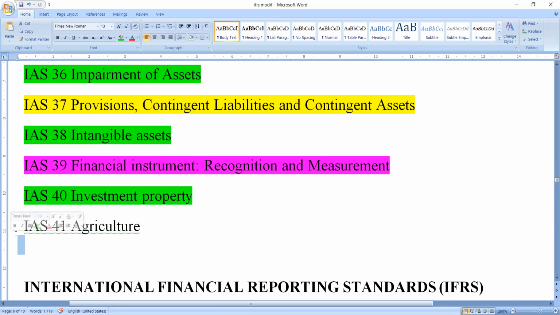And the next one is International Accounting Standard 41, agriculture. So it is purely related to agriculture, how we are recording the agricultural items. Why? Because in agriculture also we have the commercial purpose.